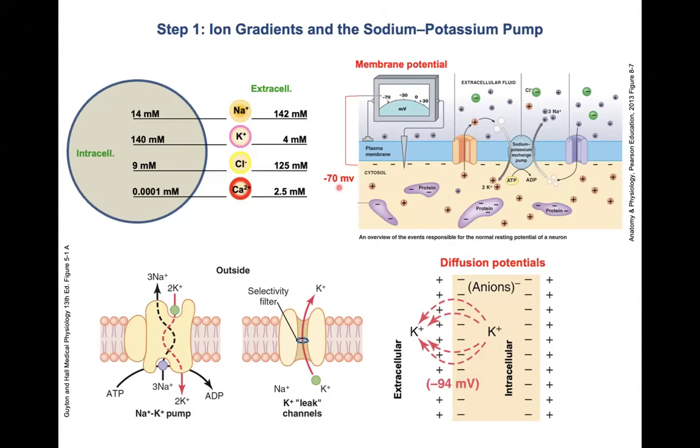Let's break this down into 5 different steps. Step 1. Ion gradients, sodium-potassium pump, proteins, and permeability. The first principle is ion gradients. Sodium is concentrated outside the cell, potassium inside. This gradient is maintained by the sodium-potassium ATPase pump, which expels 3 sodium ions for every 2 potassium ions taken in. The pump is electrogenic, contributing directly to negativity inside, but more importantly, it establishes the gradients that drive diffusion potentials.